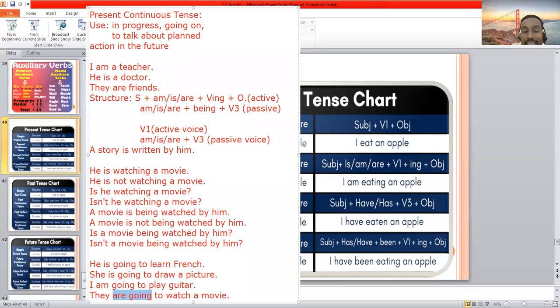I'm going to play guitar. It means that in the future I'm going to play it. They're going to watch a movie. It means that maybe after some time, maybe in the evening, maybe tomorrow also, they're going to watch it. So structurally they are in present continuous, but the meaning they convey is in the future. Okay, so that is all about present continuous tense. There is not much to discuss. If you have any questions about present continuous, you can ask me.